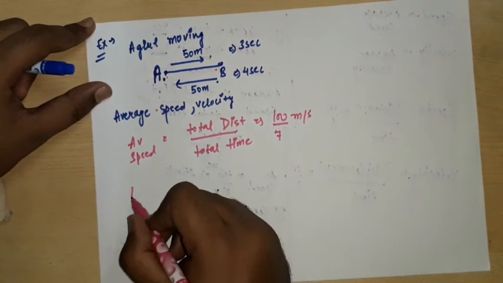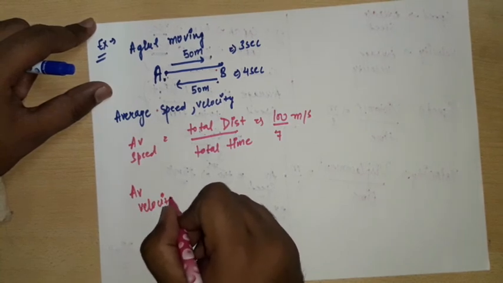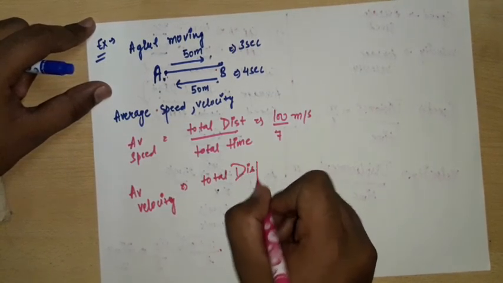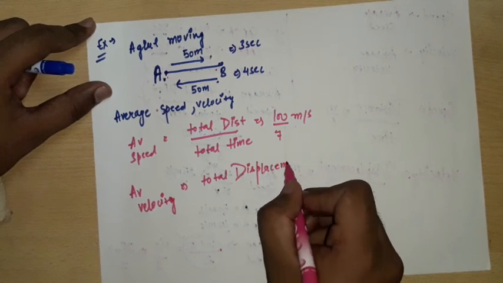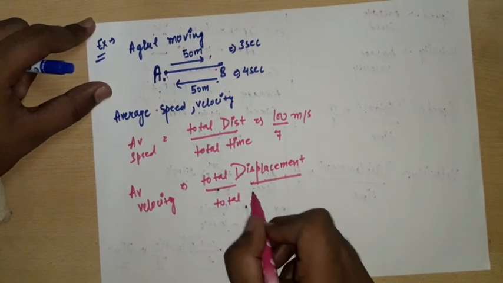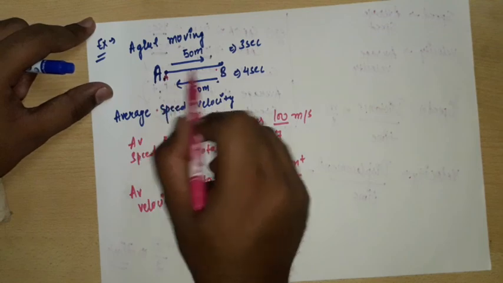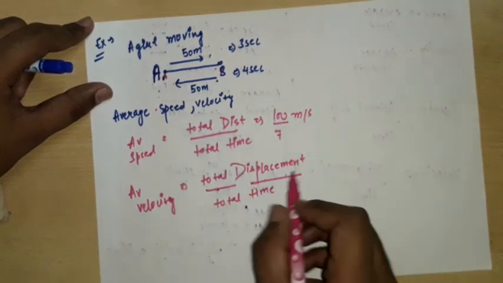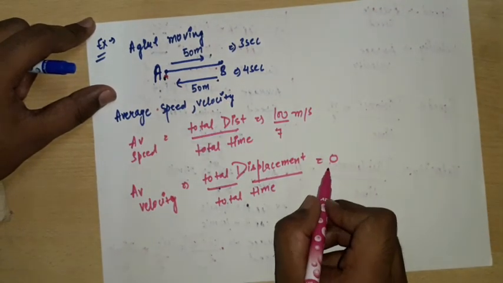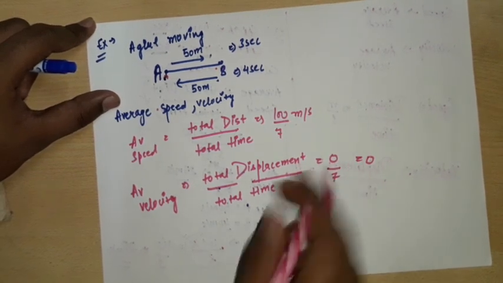But the point is, when we have to calculate average velocity, that will be equal to total displacement upon total time. As we can see, she moves from A to B, then again B to A. So the displacement is 0, right? Because her initial and final positions are the same. So displacement is 0, and 0 upon 7 will again be 0. So here the displacement is 0.